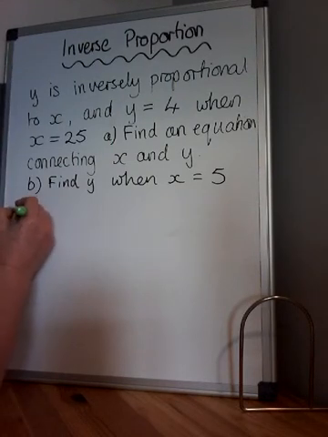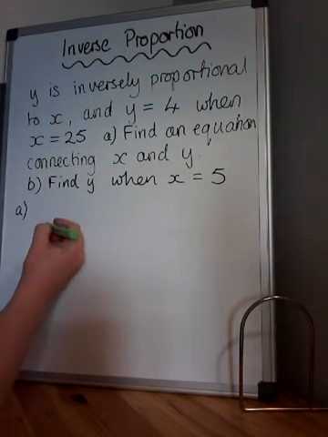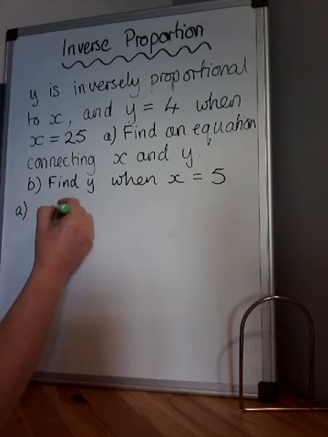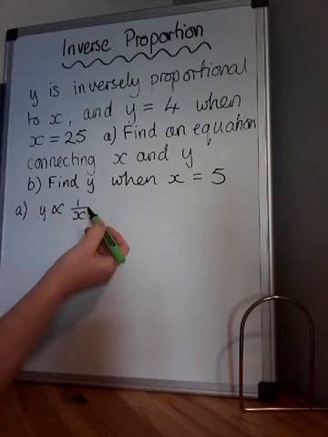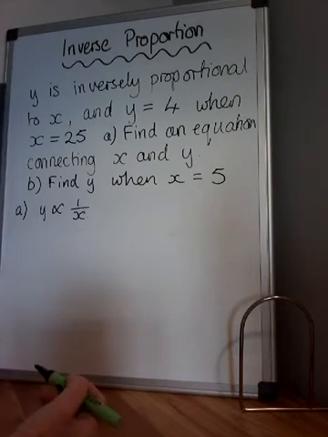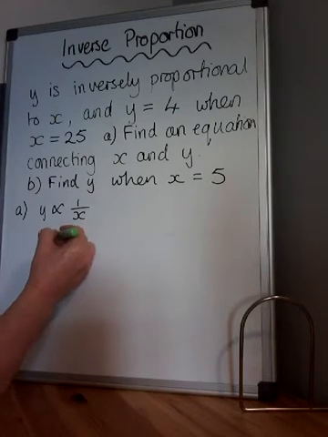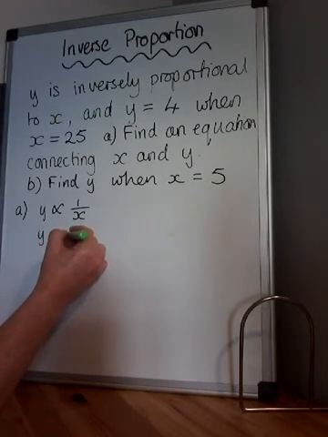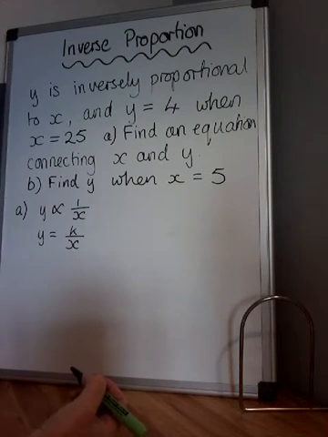So let's do part A here. So part A, y is inversely proportional to x, so y is proportional to 1 over x. So that bit does the inverse proportion. Then you write it as an equation, y equals k, some unknown value, over x. Next step is to find the value of k.